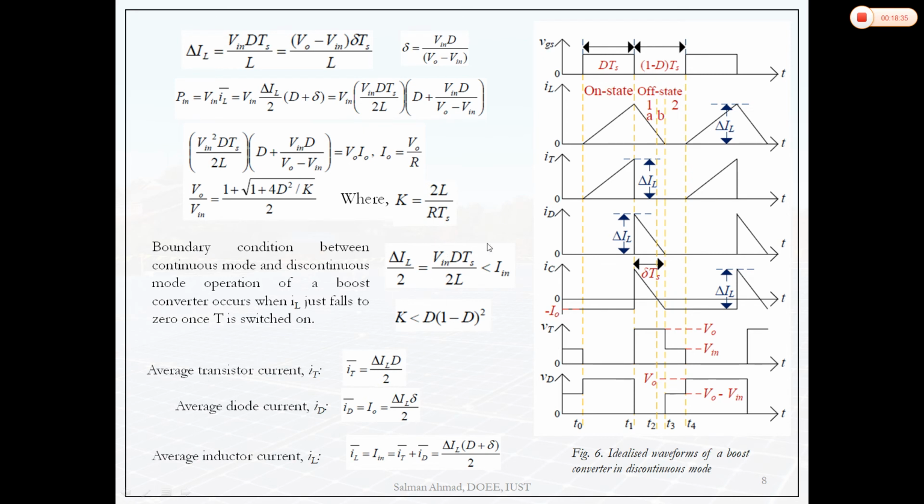So if we solve for the boundary condition, we can see that at boundary value K will be equal to D times 1 minus D square. Okay, if K is less than that, it will be working in discontinuous conduction mode. Okay, also we can find what will be the transistor average value current and diode average value current. If we sum these two, okay, we will get the inductor average current value.